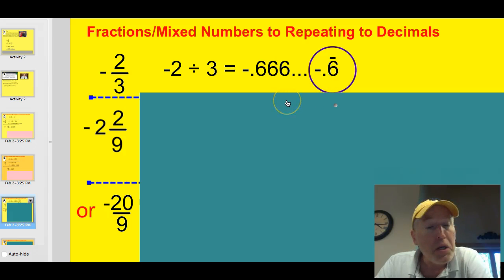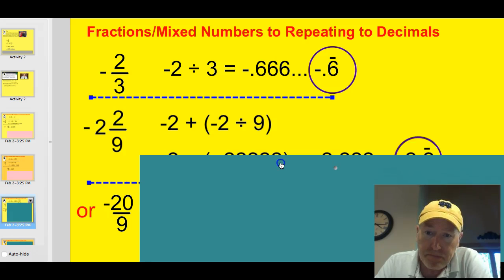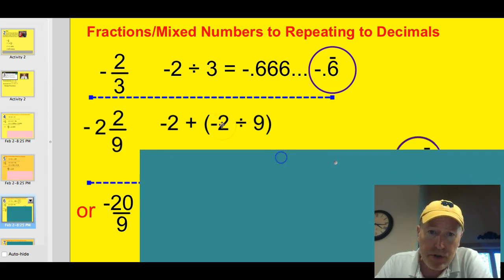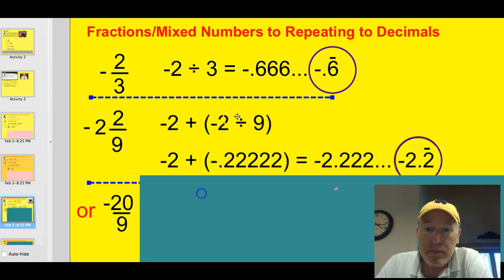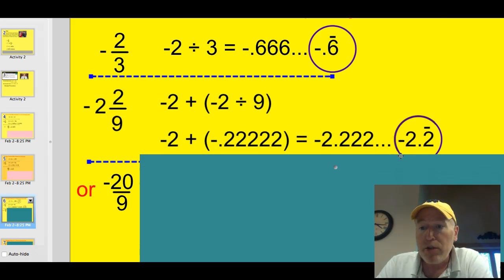All right? Similarly, with negative 2 and 2/9, you can take that negative 2 and then add the negative 2 divided by 9, because it's really two parts and both are negative. And if you simplify, negative 2 divided by 9 is negative 0.2222. So you have negative 2 plus negative 2/9. You've got negative 2.222. With bar notation, you could write that as negative 2.2 repeating.